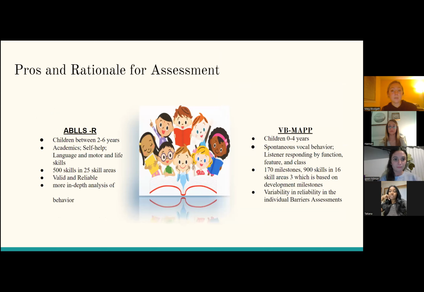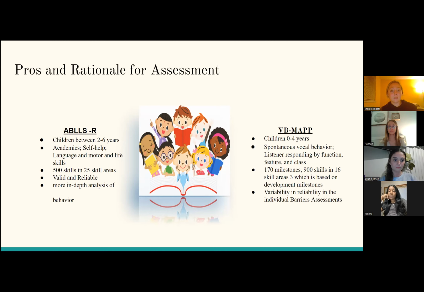I will be discussing the pros for both assessments and the rationale of the assessment we chose for Johnny Walker, which is the ABLES-R. They are widely used throughout the field of ABA. They both address basic listening, responding, social behavior, and transition-friendly behaviors. Because Johnny is older and has some skills, we are recommending the ABLES-R.